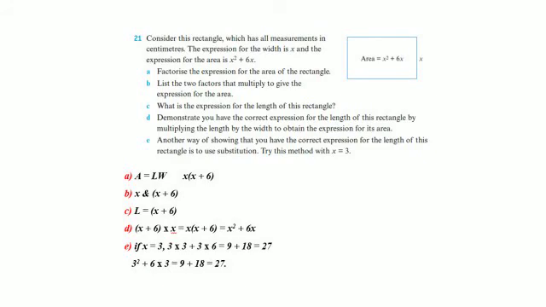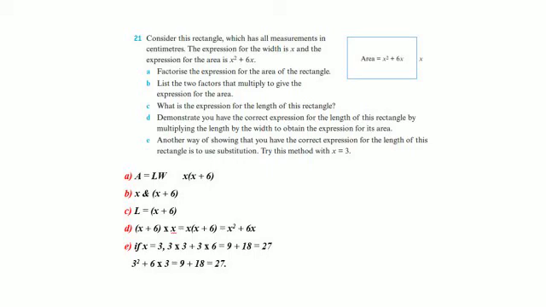Question 21 deals with the rectangle. We are given the width, which is x, and we're given the area. So part A, find the length. Area equals length times width. When we find the common factor, it's x bracket x plus 6.